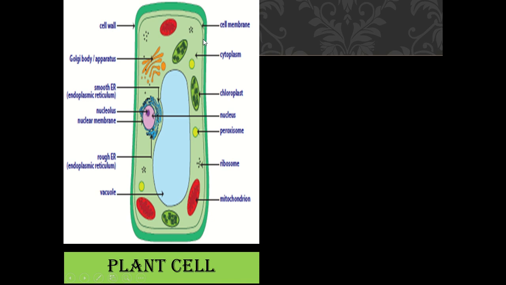Now, what is the cell wall? It is the outermost covering of a plant cell which is freely permeable and made of cellulose. Its main function is to maintain the shape and rigidity of the cell, and it gives protection to its inner cell contents. Do you see any other difference between this cell and the animal cell? Yes, this chloroplast, which is absent in the animal cell, but is present in the plant cell.